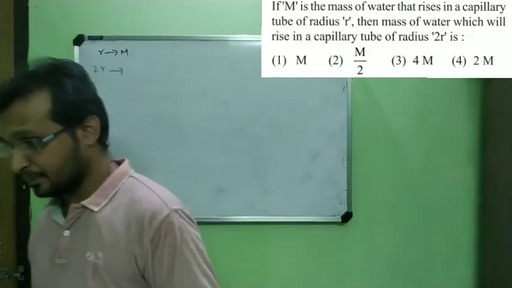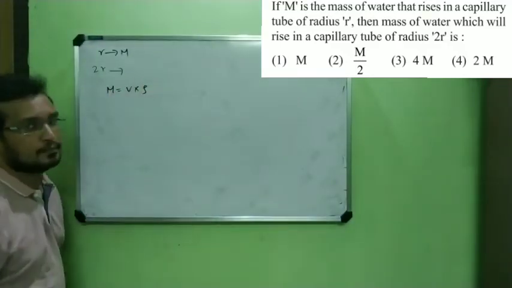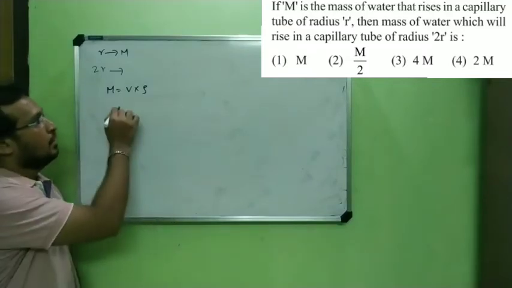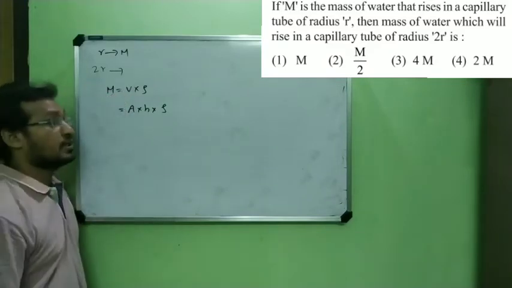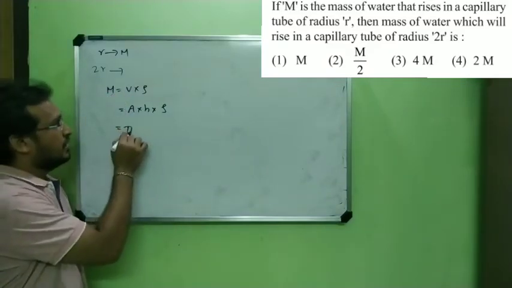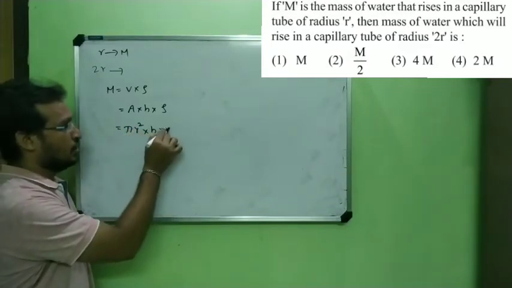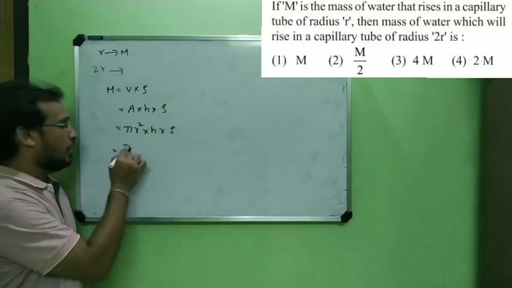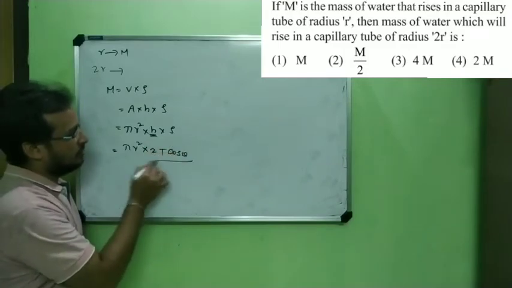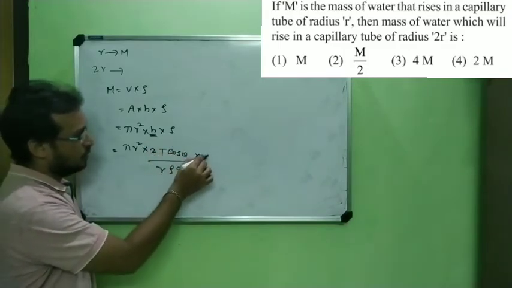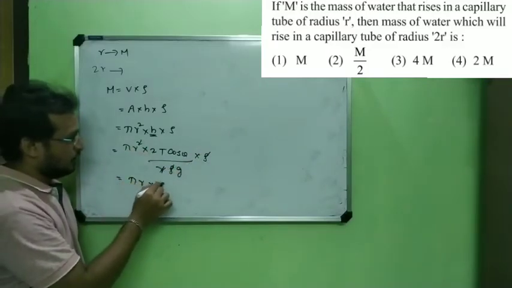Okay, so in this case we know that mass means volume into density. Is it okay? Volume into density. Volume means area into height into density. Cross-sectional area into height. Now, the cross-sectional area of a tube is pi r square. Height is h into rho. But we already know that the capillary rise of water h is given by 2T cos theta divided by r rho g, into rho. Rho will cancel, one r will cancel, you will get pi r into T cos theta by g.